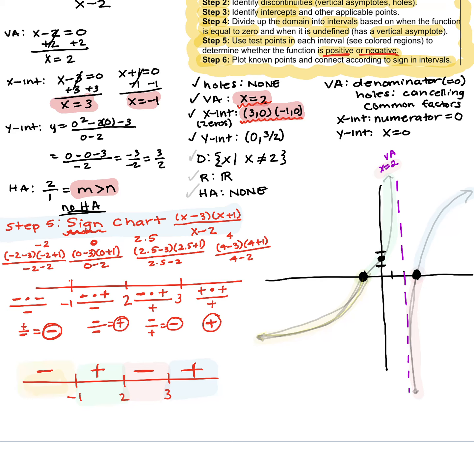Okay. The domain, well, that's just going to tell me what it's going to be. And my range is all real numbers. Horizontal asymptote is none. So now, what is this going to look like?